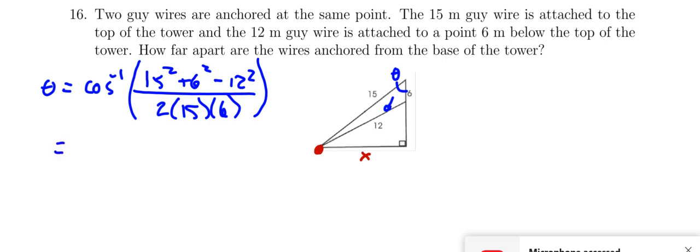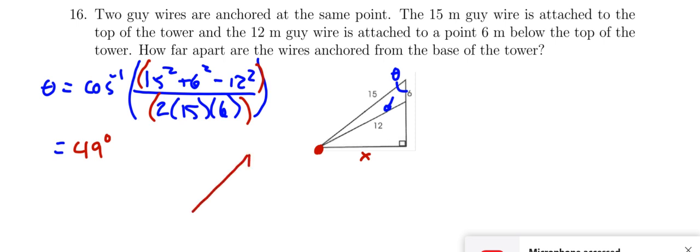Now, when I do this on my calculator, I simply have to remember to make sure that I put brackets around the numerator and around the denominator here. So 15 squared plus 6 squared minus 12 squared, divided by 2 times 15 times 6. Do this on my calculator. And I get that theta is about 49 degrees. Okay, I've got a little bit of a decimal there, and I'm going to leave that on my calculator, and I'll use it when I go to do the next step here.